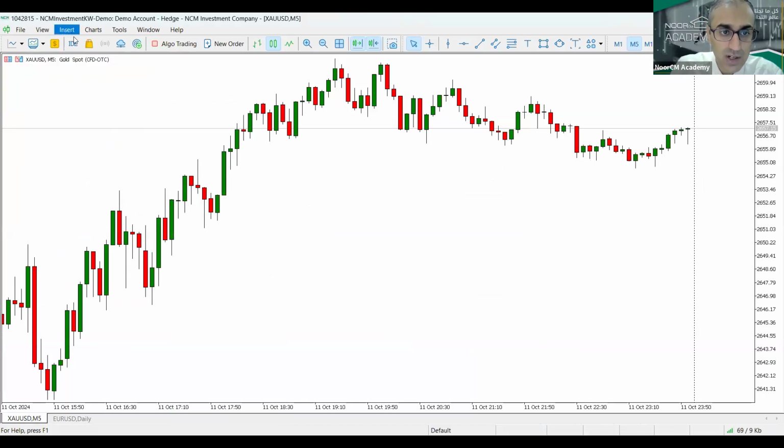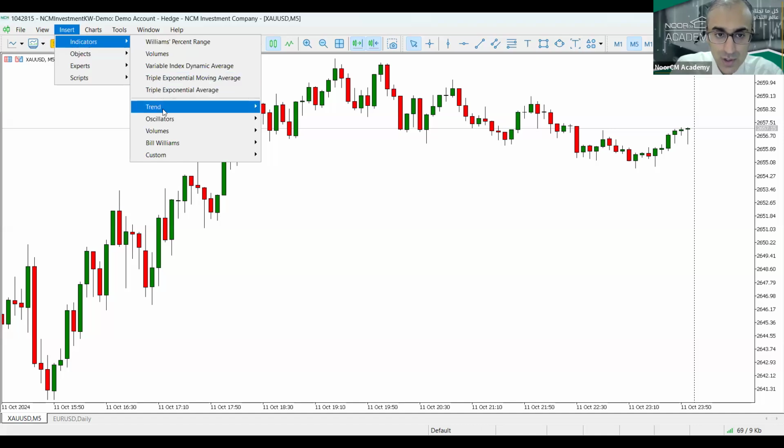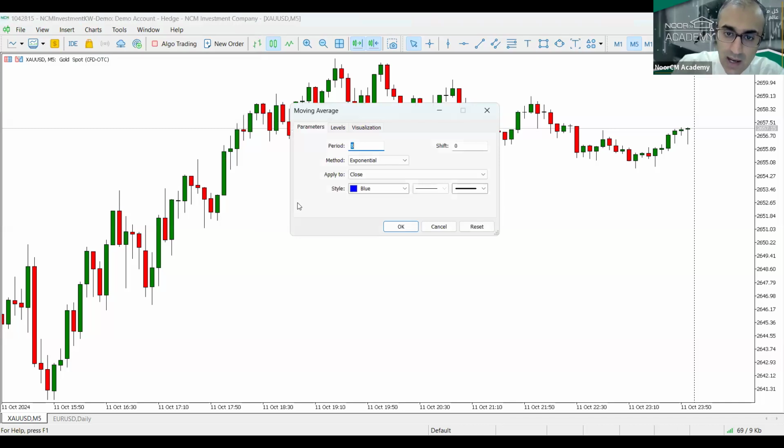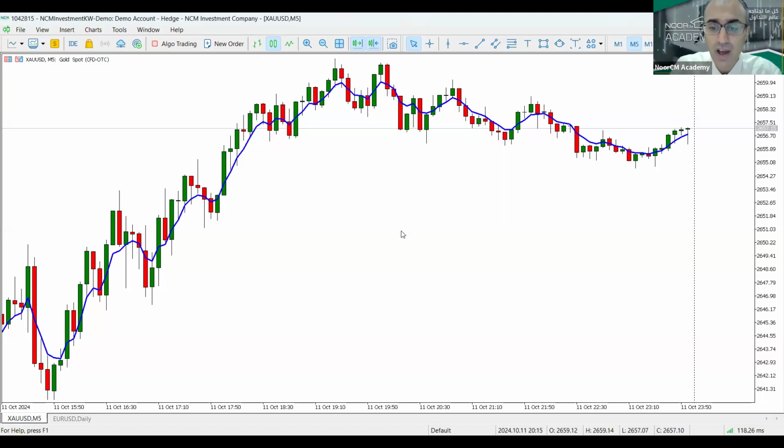We go to insert indicators, trend, moving average. I'm going to put a 5 exponential moving average first. The thickness level is increased to level 3. I'm going to color it blue and hit the OK button. So I've got my 5 exponential moving average over here.